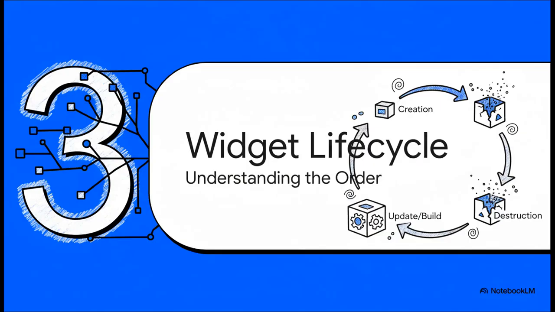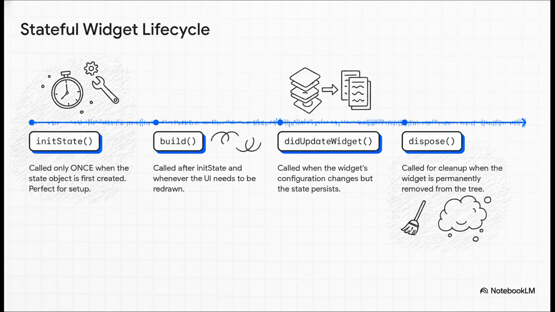You know, understanding the 3 trees is a huge piece of the puzzle. But now let's zoom in a little bit and look at the life of a single stateful widget. We can see how it interacts with that stable element tree from the moment it's born to the moment it's gone. So, a stateful widget has these key moments in its life. Init state runs exactly once, right at the beginning for any initial setup.